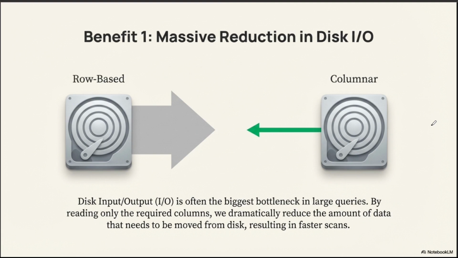Now, what are the benefits? One is a massive reduction in disk input output. When I say massive reduction in disk input output, what I mean is that generally data warehouses don't store everything in the RAM, random access memory. They will store something in hard disks or in cloud storage. So when you read only the required columns, only the necessary columns, which are fewer in number than all the columns in your table, only those are moved from the disk to your RAM, resulting in faster scans.